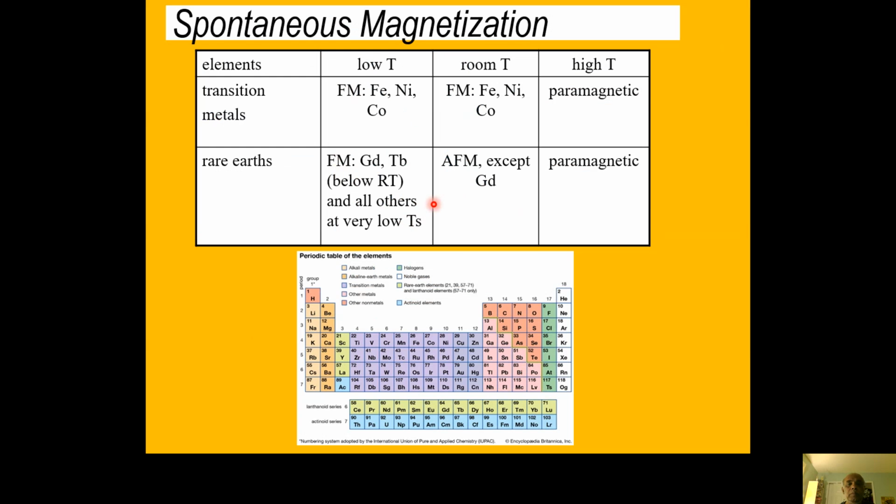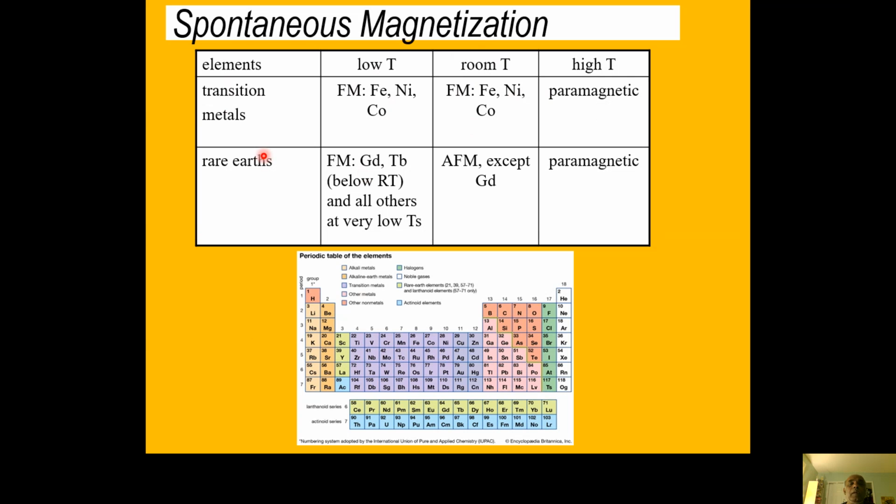So here is a summary of these magnetic materials. If you take iron, nickel, cobalt, at low temperature they are ferromagnetic, and even at room temperature they are ferromagnetic, but if you go to very high temperature, they become paramagnetic. They lose that permanent magnetization. There's a temperature called the Curie temperature. When you exceed that temperature, the exchange interaction becomes less than the thermal energy, so they become paramagnetic.